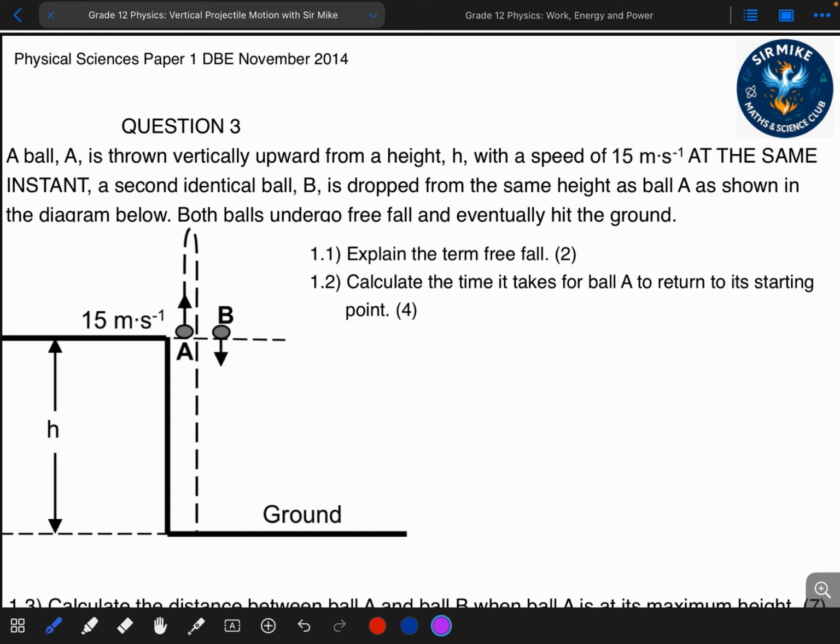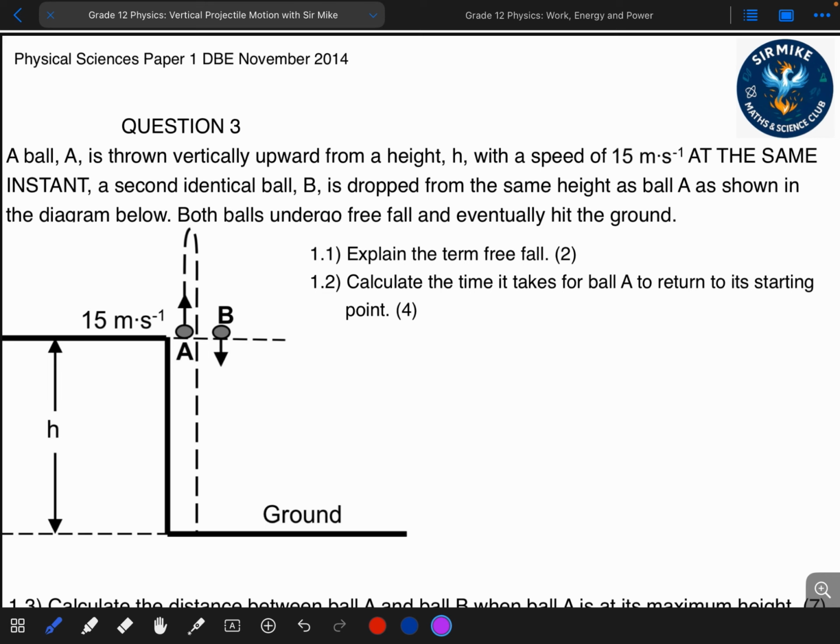So in this case, for 1.1, define the term free fall. Now, free fall is actually motion during which the only force acting on the object is the gravitational force only. So that's your formal definition for free fall. Free fall is a motion during which the only force acting on the object is the gravitational force only. So that's your definition for 1.1.